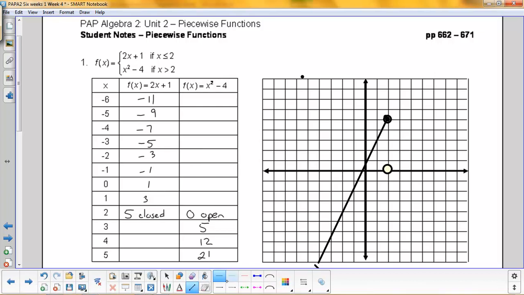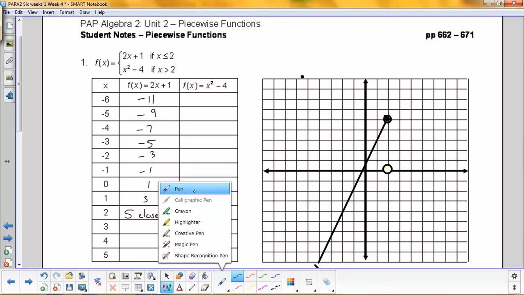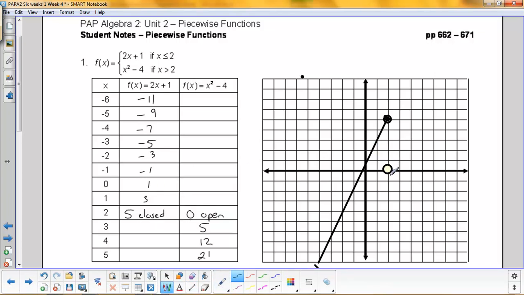The best way to do this if you're not using a line is to draw x squared minus 4. Remember, from your transformations of parent functions, that is a parabola that has been transformed down 4 units. I'm going to sketch in the entire parabola, and then I will erase the part that I am not going to use.